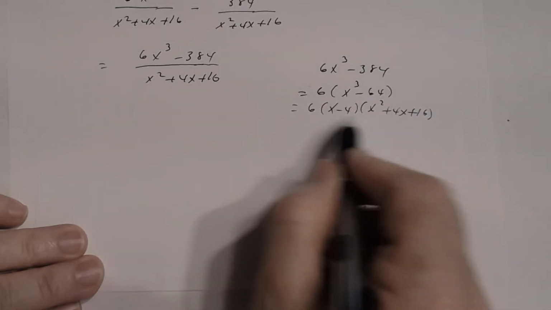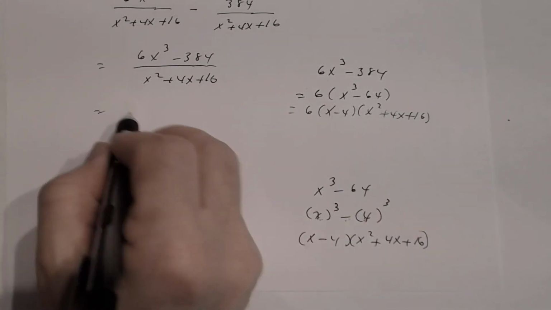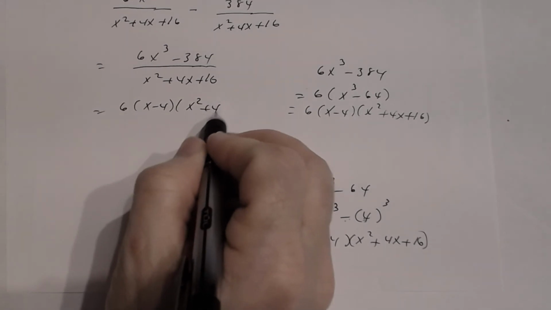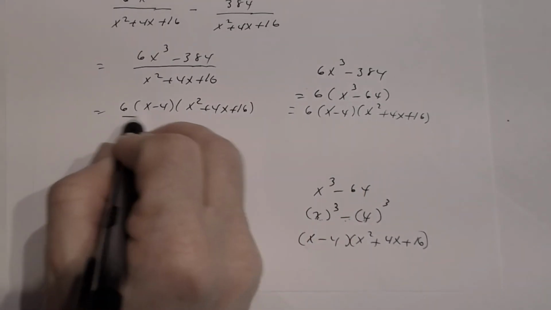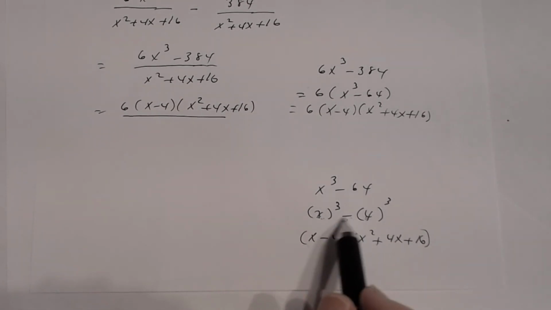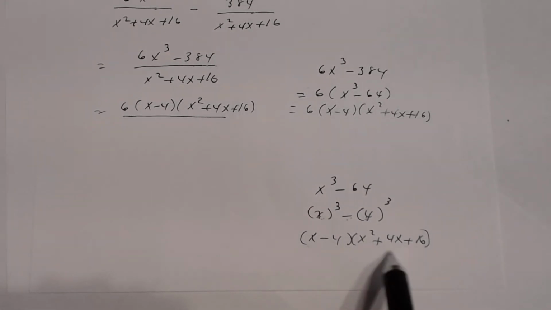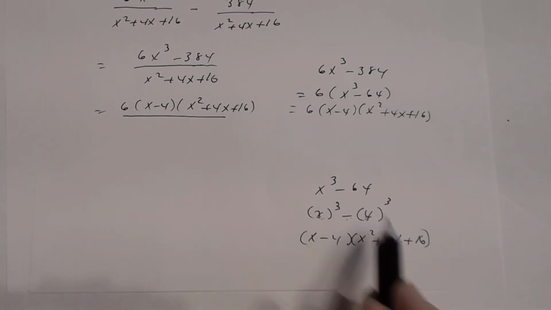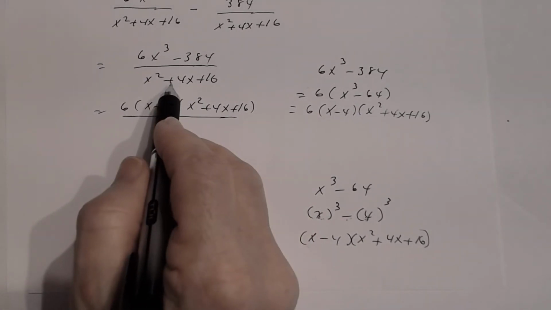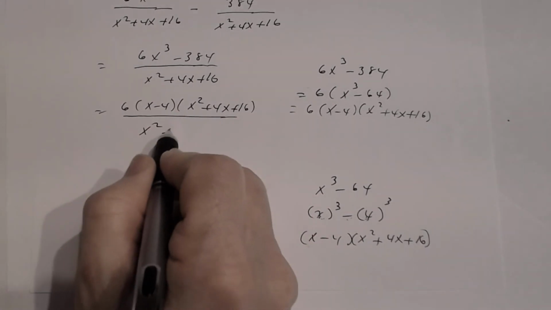So that's your numerator. I'm going to go ahead and rewrite this using that now. So that's 6 times x minus 4 times x squared plus 4x plus 16. Now remember, whenever you factor the difference or sum of two cubes, that trinomial you cannot factor any further. I mean, you can try, it's not factorable. So you see this right here? That's this. Don't even try factoring this, because that's the same thing as this and you cannot factor that one. So just rewrite it.